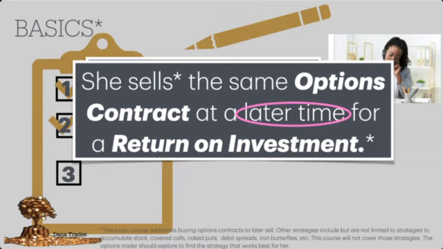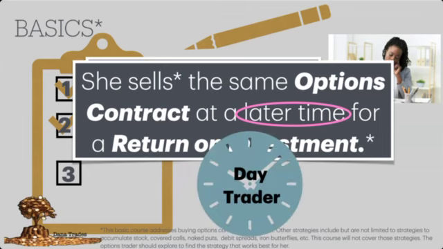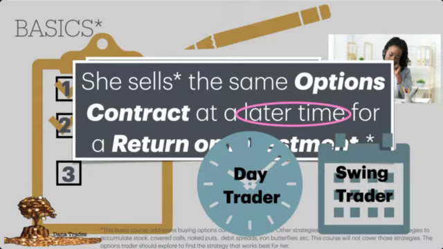A later time speaks to whether you are a day trader who buys and sells hours later, or a swing trader who buys the options contract and sells days or weeks later. That is simply a matter of style and preference. As you learn more, you'll be able to identify which style is more cohesive to your lifestyle, your emotions, your goals, and your risk appetite.